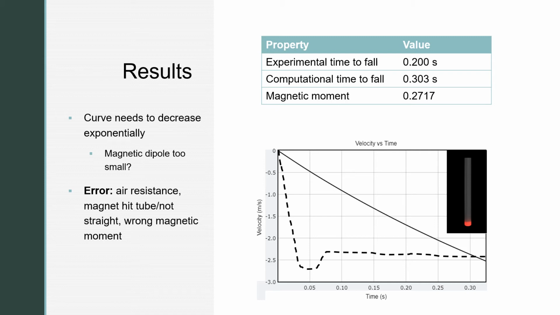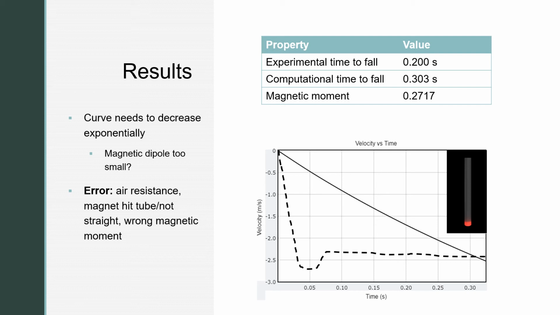Okay, and so what I got was, experimentally, I measured that my magnet took 0.2 seconds to fall through the tube, and GlowScript predicted 0.303 seconds. So this is pretty short, and I'm pretty sure this is partly because my magnet's magnetic moment was pretty weak, 0.27.